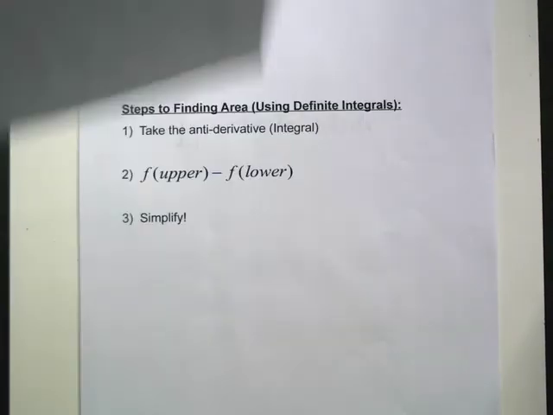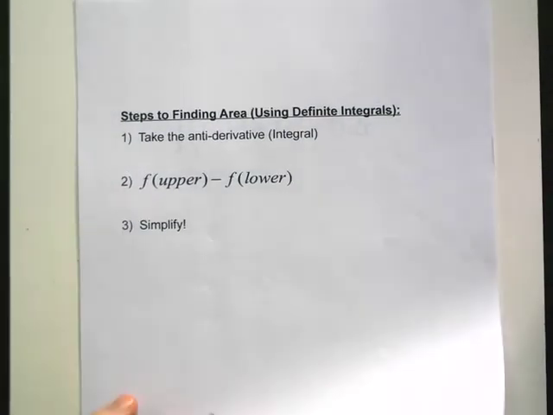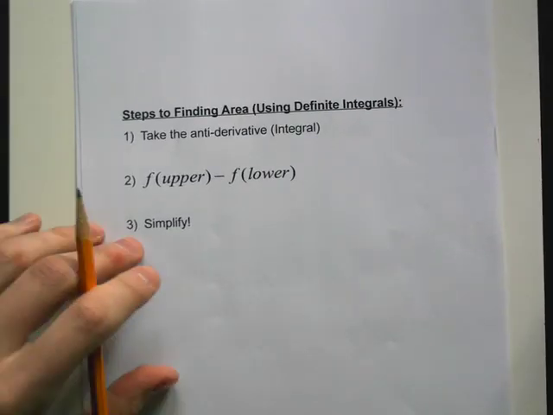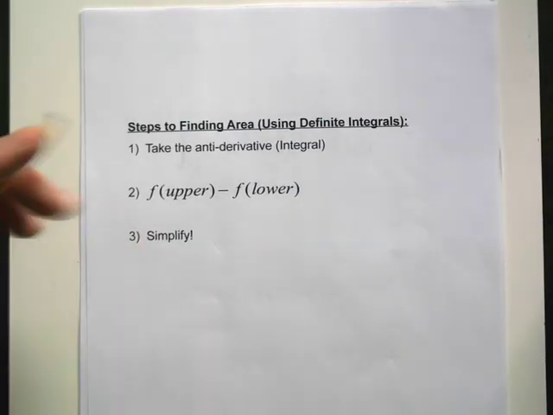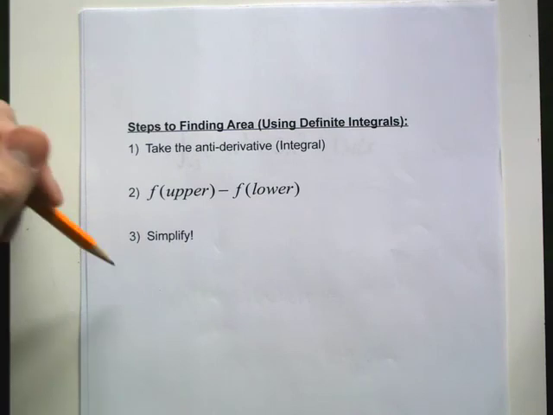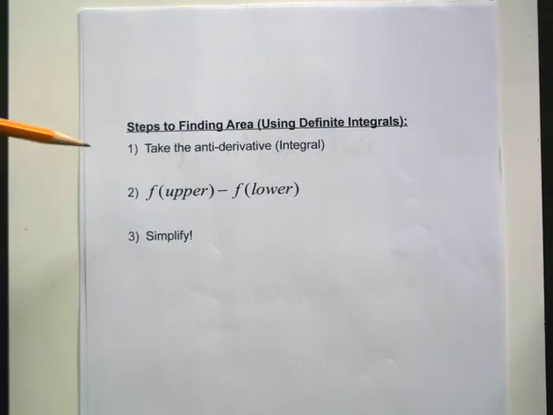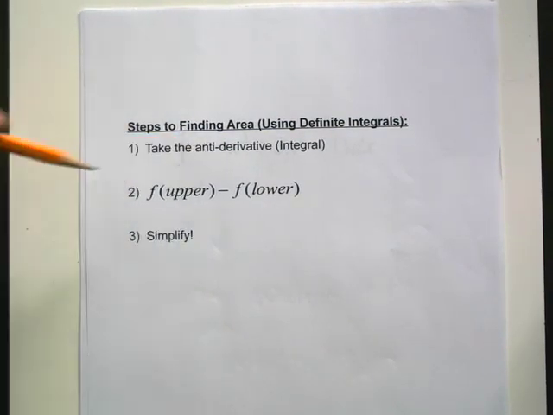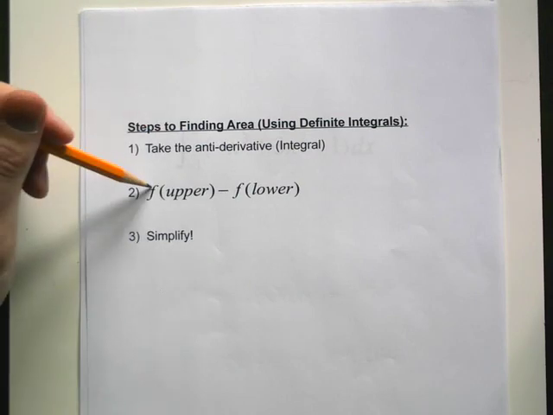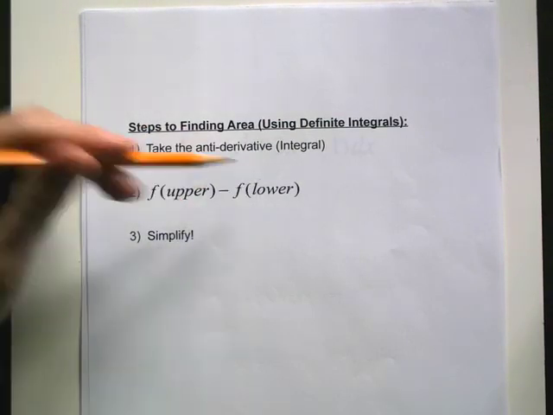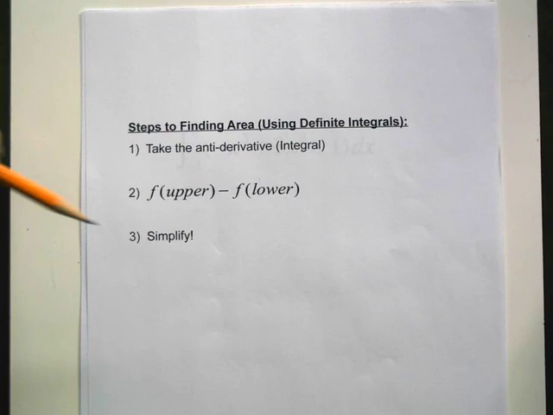Next piece in your notes, and I think this is going to be my last one before I go into the next video. I'm going to have you write these 3 steps down because these 3 steps are what we're going to use on every problem today. Take the antiderivative, subtract the upper limit minus the lower limit, simplify, and then you'll have your answer for area under a curve.